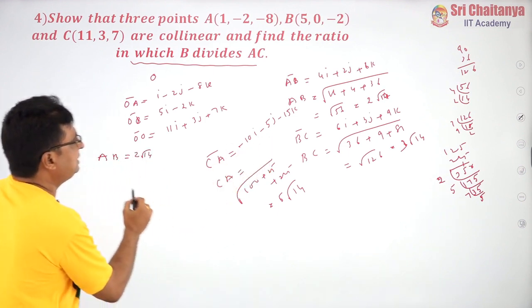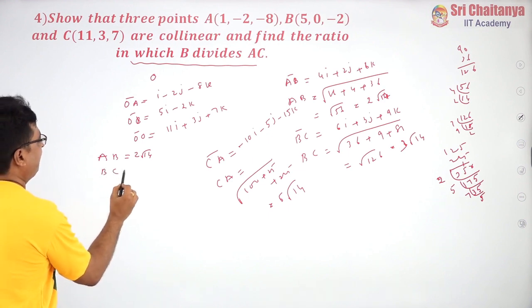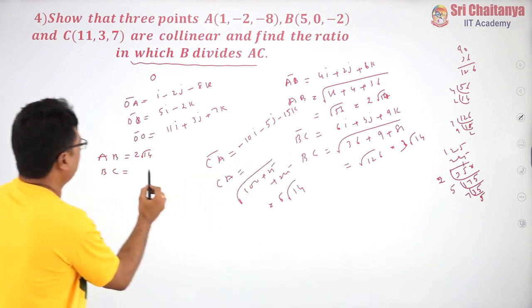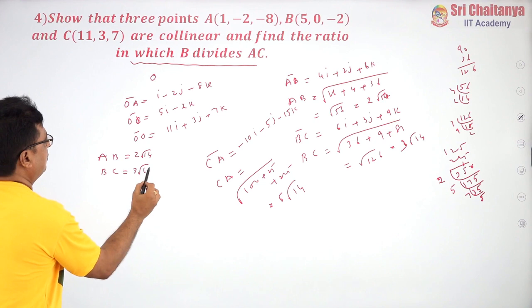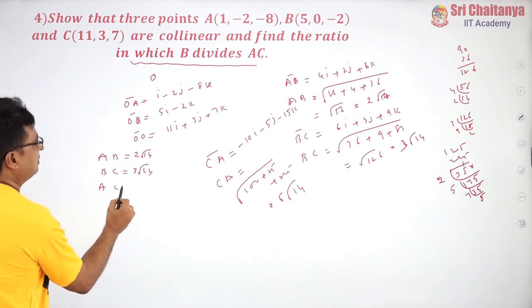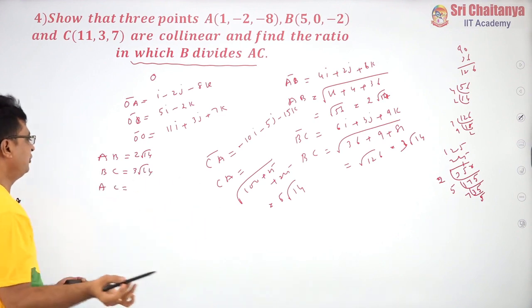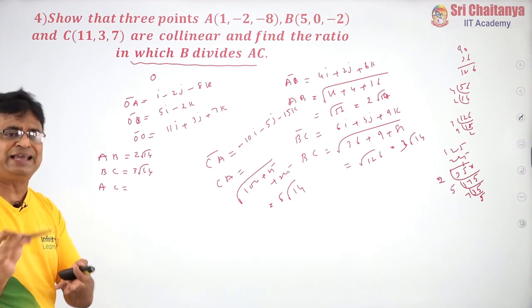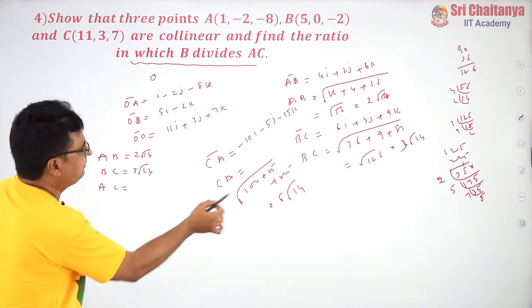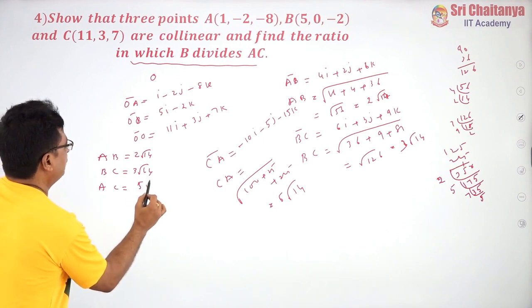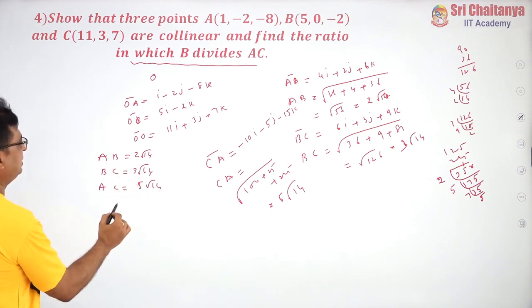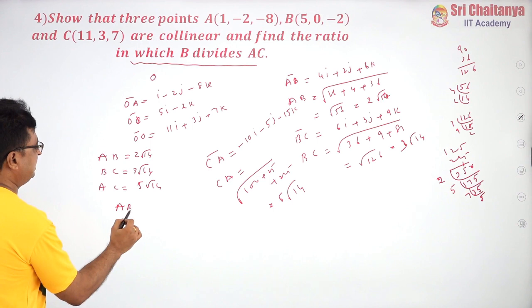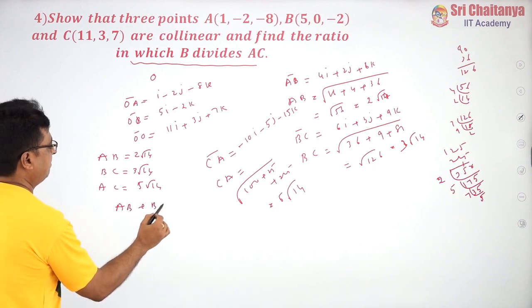And what is my BC? That is 3 root 14. What is my AC or CA? There is no problem with AB and AC, BC and CB, because they are magnitudes. So what is my AC? That is 5 root 14. So it is very clear that AB plus BC equal to AC.